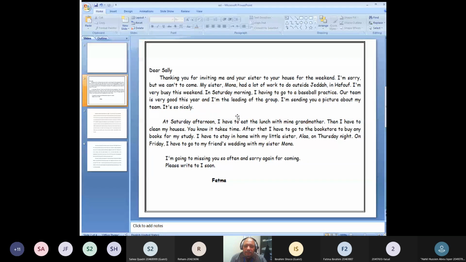Okay, and then the second paragraph. Do we have a problem with at Saturday afternoon? Yes, it should be on Saturday afternoon. I have to eat lunch with my grandmother. Then I have to clean my house. You know, it takes time. After that, I have to go to the bookstore to buy any books for my study. There's a mistake. It should be some books. So I have to go to the bookstore to buy some books for my study.